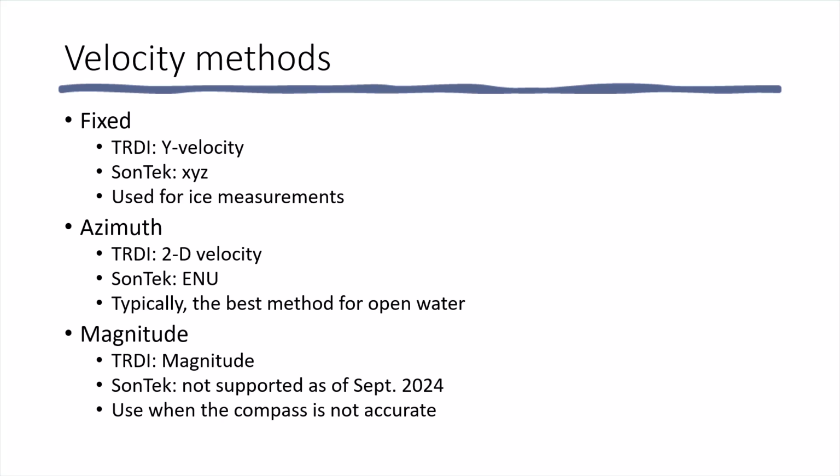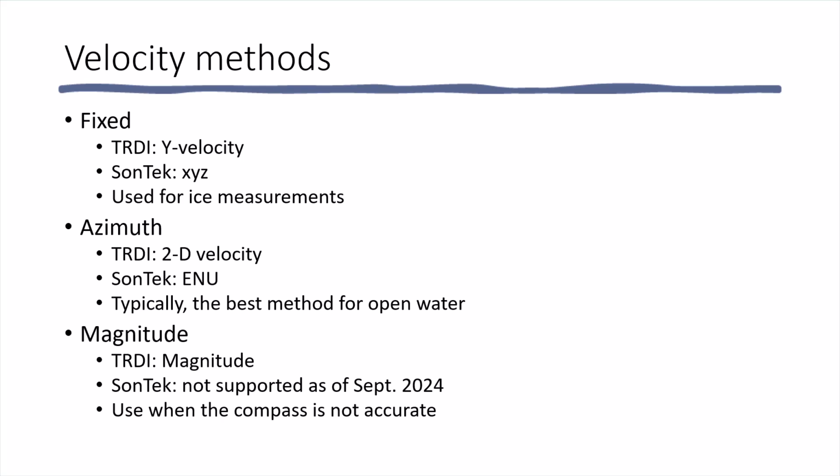The fixed method, called Y velocity by TRDI and XYZ by SonTek, requires the ADCP to be held in a fixed orientation aligned with the primary direction of flow: x-axis for the SonTek ADCPs, y-axis for TRDI ADCPs. This method is often used for measurements under ice where the ADCP is inserted into the flow through a hole in the ice.